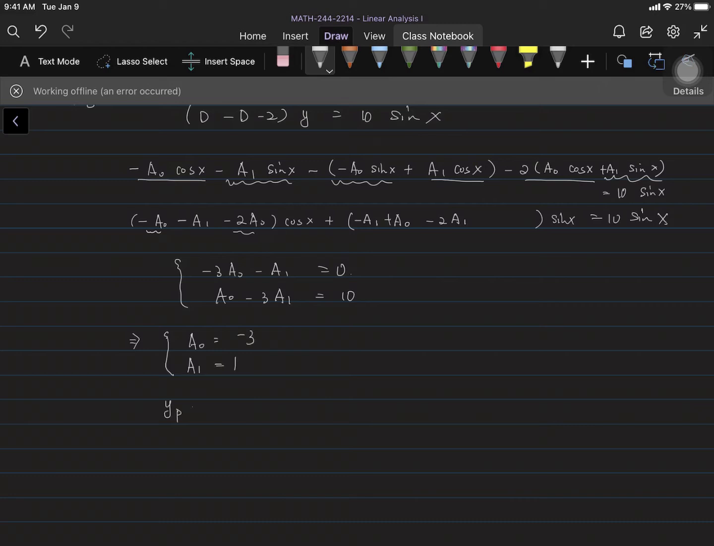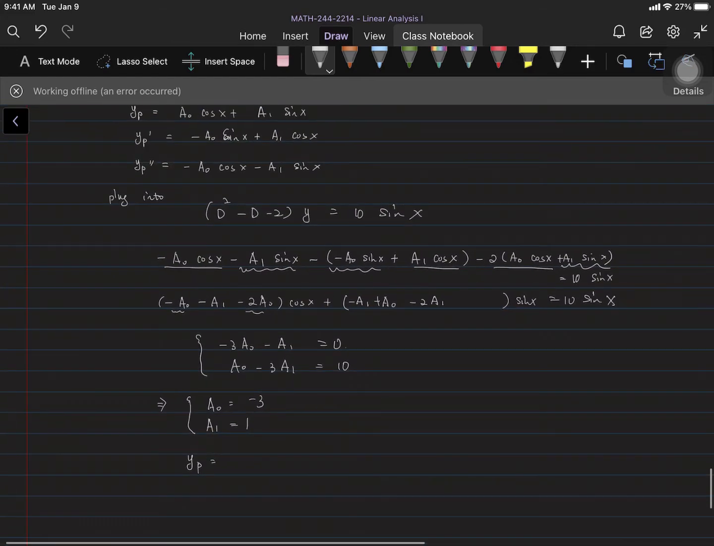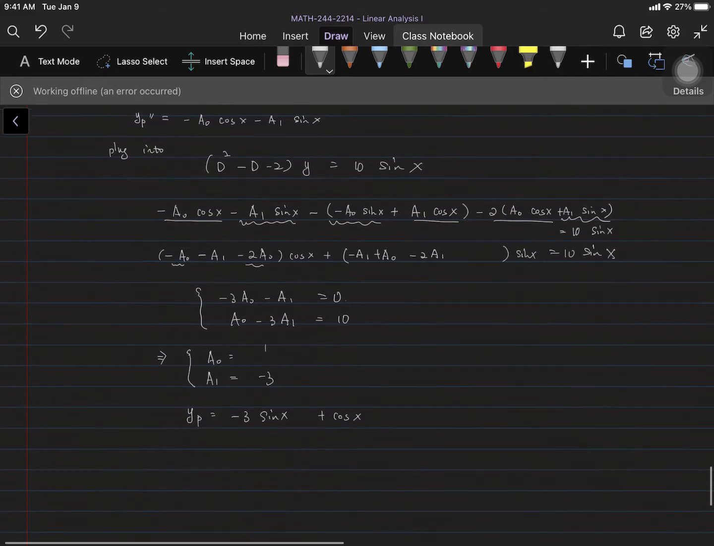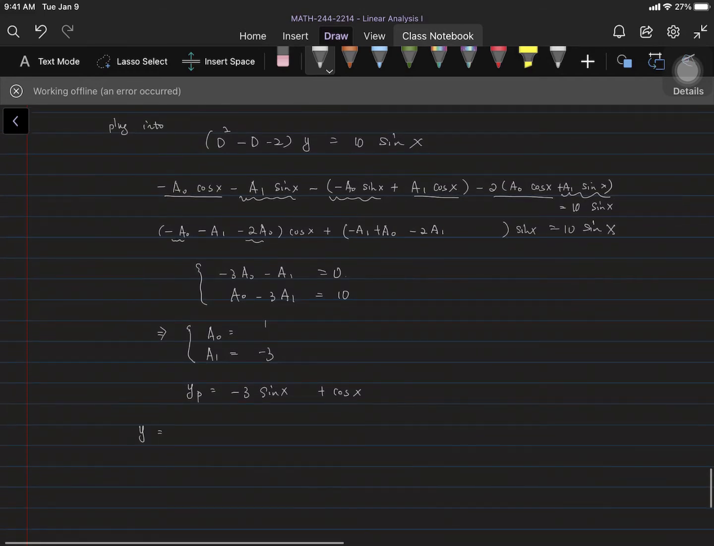So our particular solution equals a naught, negative 3 cosine x. Okay, so here opposite. So this should be 1, negative 3. Negative 3 sine, so the answer should be negative 3. Just plug into the particular solution. Okay, so what's our general solution? C1 e to the 2x, C2 e to the negative x, and then minus 3 sine x plus cosine x.